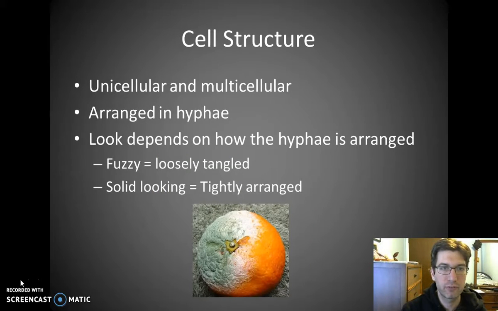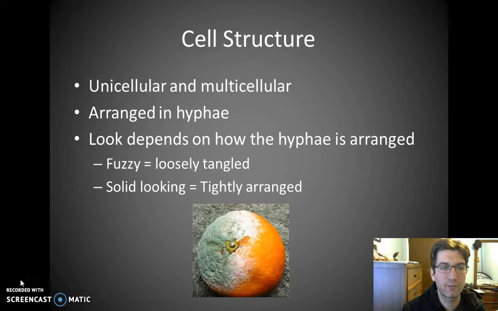So let's look at some of the cell structure. Fungus come in both unicellular and multicellular forms, so keep that in mind. Mushrooms are clearly multicellular, while things like molds or yeast are both fungus that are unicellular. They do have what's called hyphae. Hyphae is how they absorb nutrients.